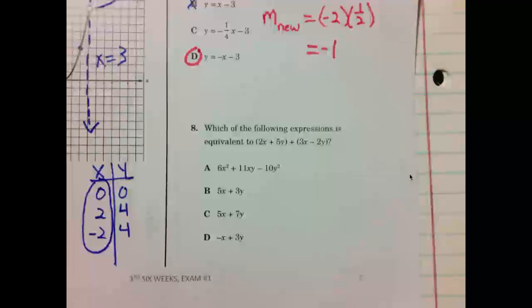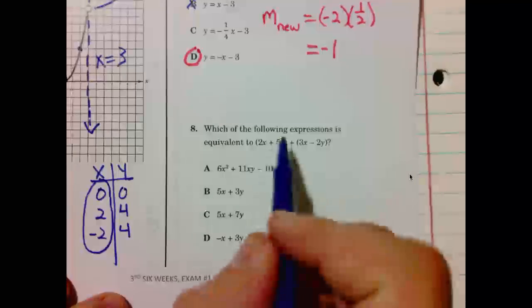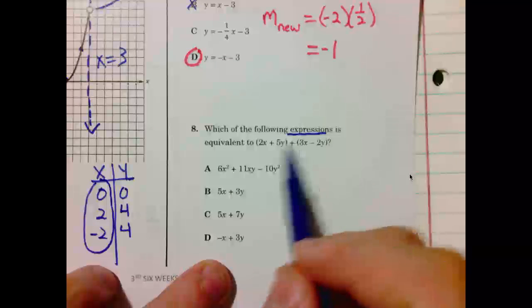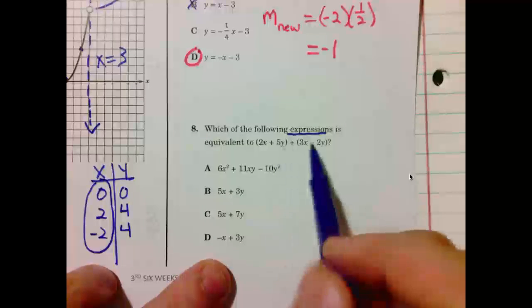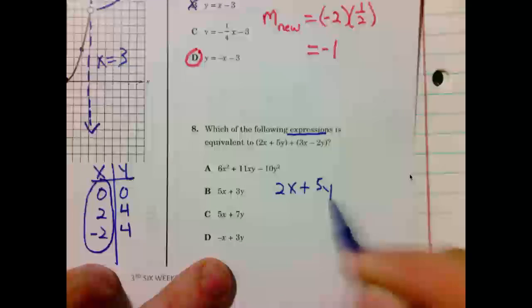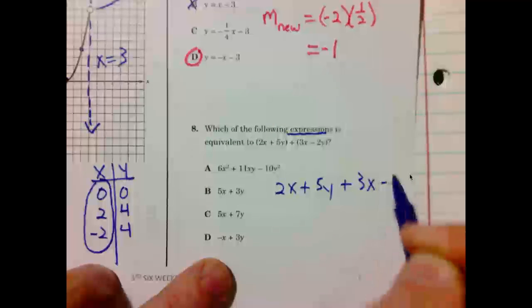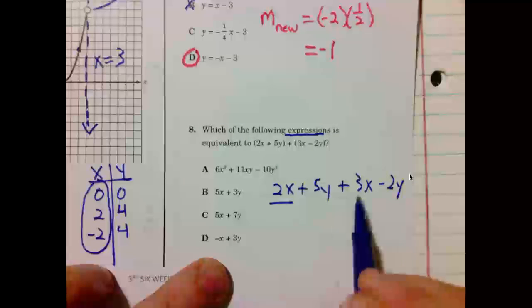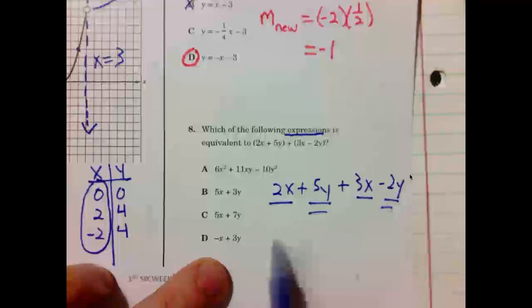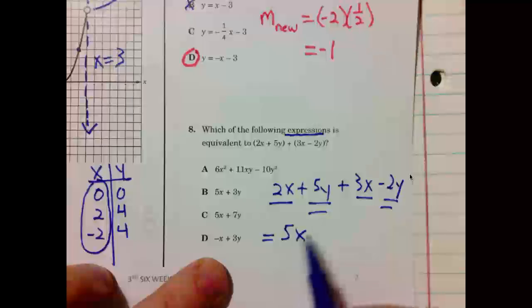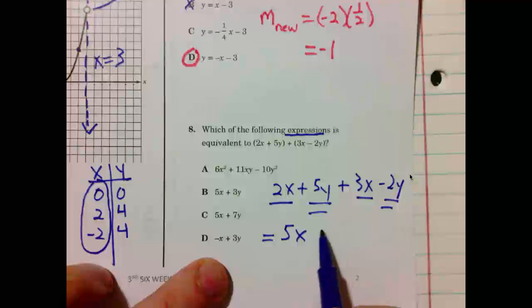Question number 8. Question number 8 is much like questions 1 or 2. It says find the equivalent expression. We're simply going to combine like terms here. There's no multiplying going on. It's just adding this parentheses plus this one. So I can simply drop my parentheses, make this 2x plus 5y plus 3x minus 2y. Now we simply combine like terms. Well, x is like x, y is like y. 2x plus 3x is 5x. 5y minus 2y, 3y.